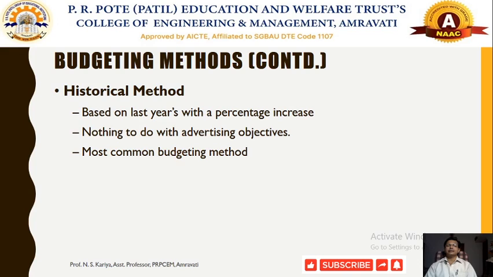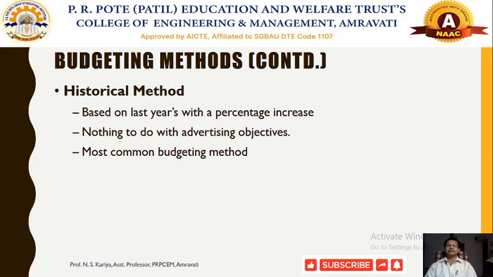Now this is called the historical method. In this case we are considering the past performance, specifically based on the last year, with a percentage increase. How much was the advertising budget last year? Suppose last year the company had 10 crore of advertising expenditure. Depending on last year's performance and what sort of advertising activities they did, they will increase or decrease the advertising expenditure depending on that historical data, and they will decide whether they think it fit.